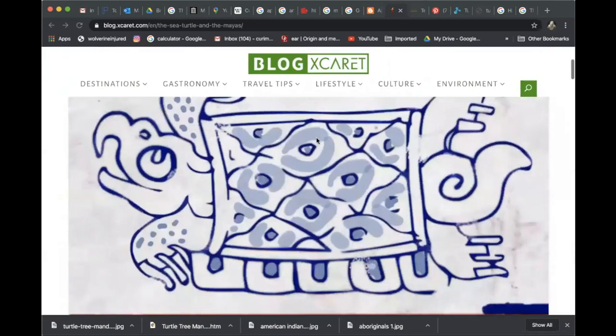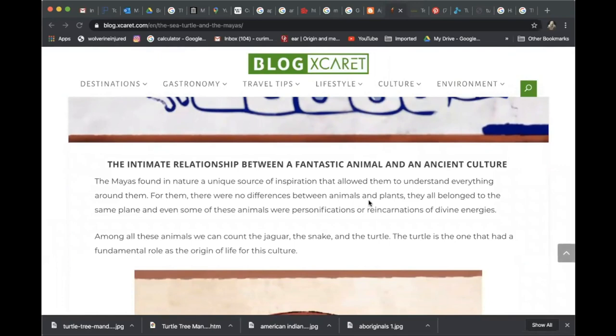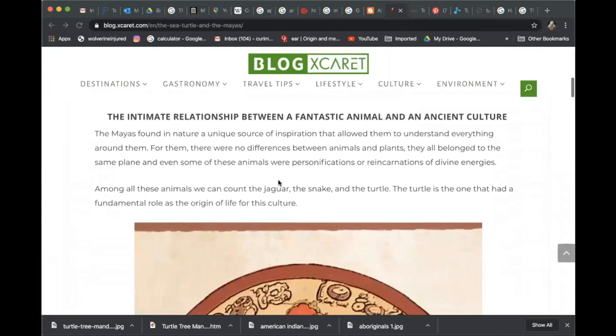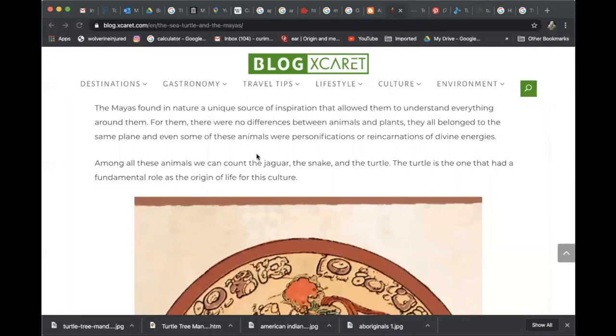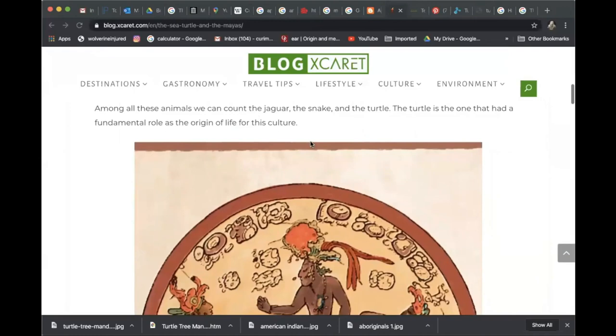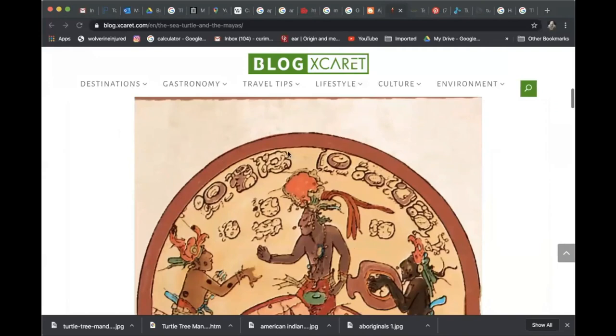It says the Mayas found in nature a unique source of inspiration that allowed them to understand everything around them. For them, there was no difference between animals and plants. They all belonged to the same plane. And even some of these animals were personifications or reincarnations of divine energies. Among all these animals, we can count the jaguar, the snake, and the turtle, all right? The turtle is one that had a fundamental role as the origin of life for this culture. Origin of life, turtle.